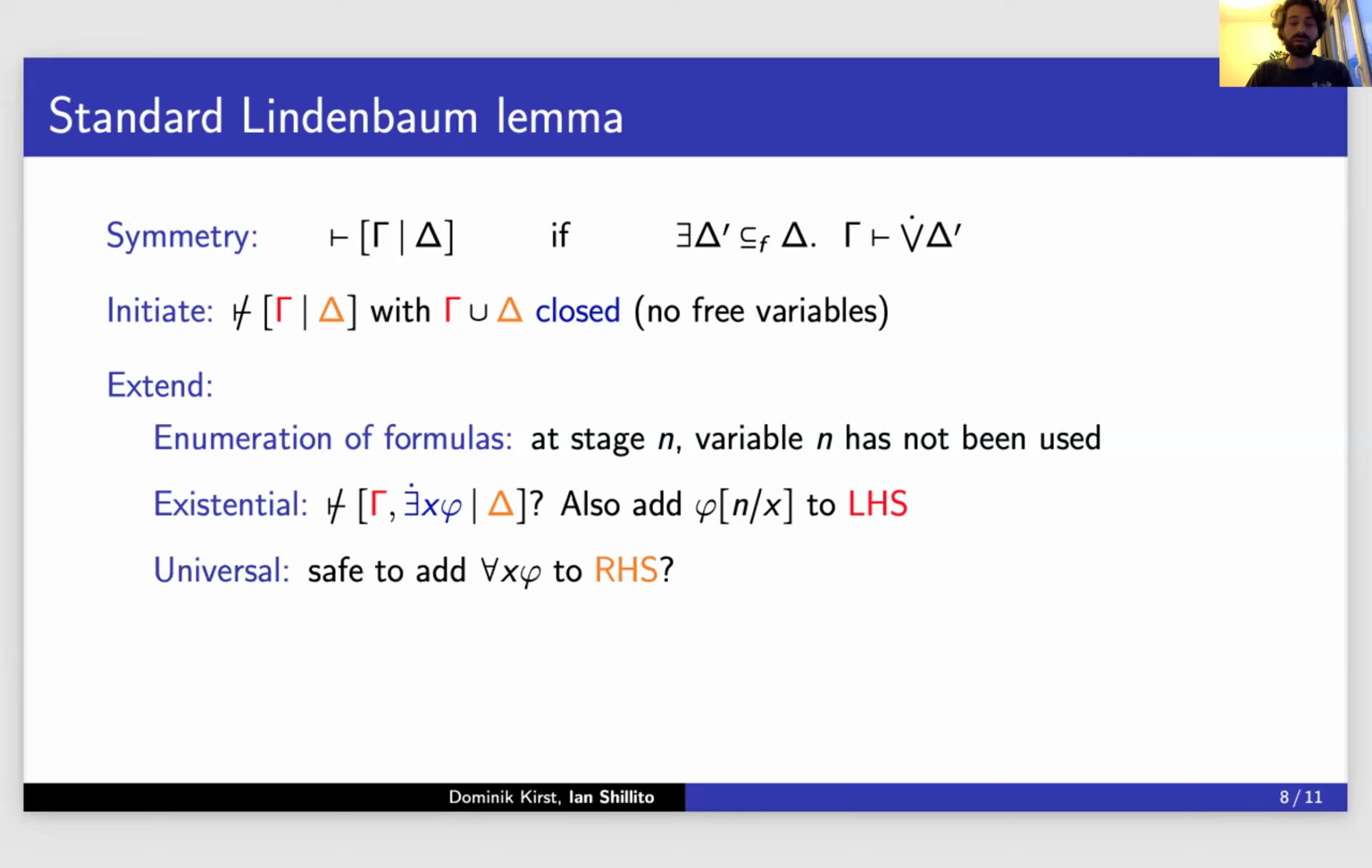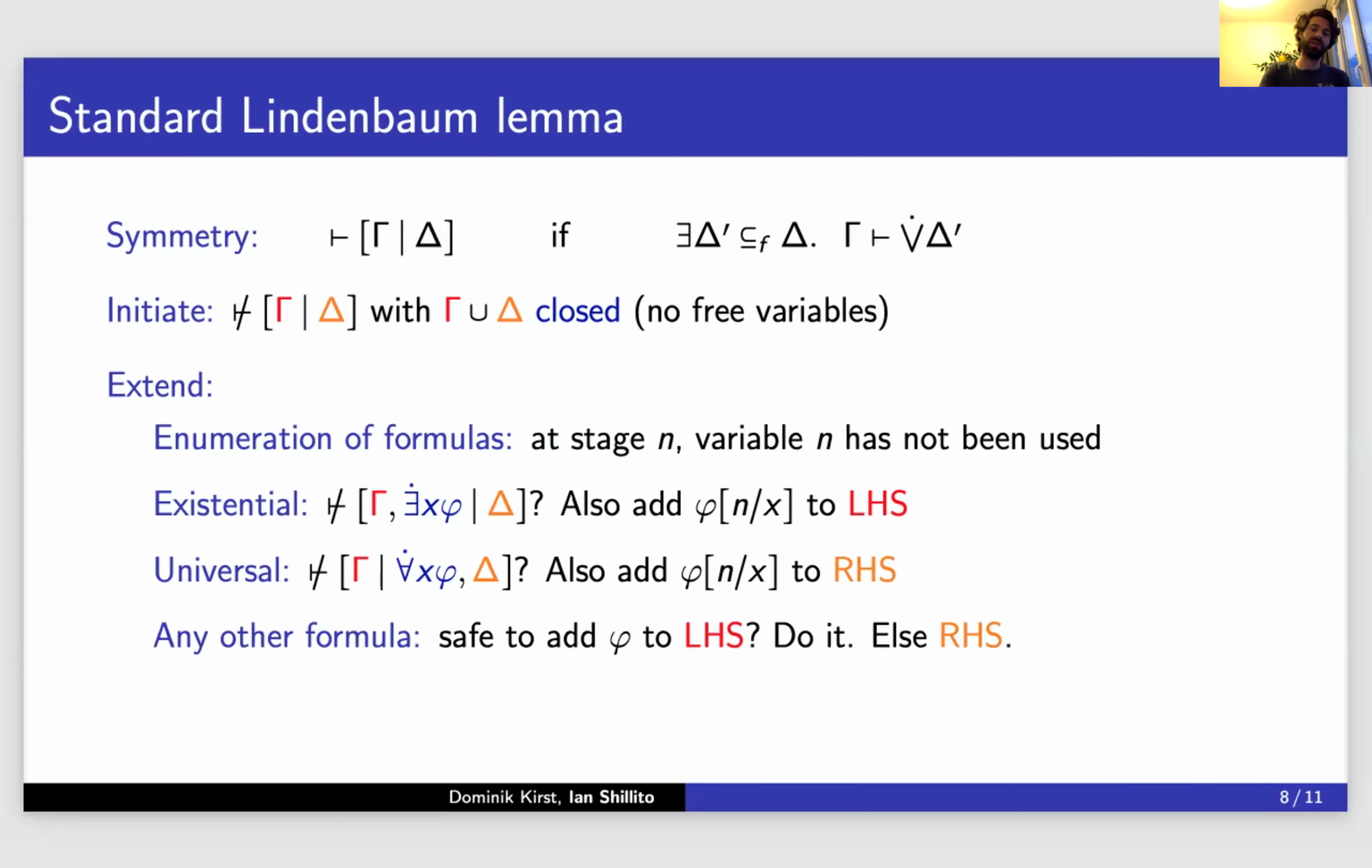We do a similar trick for the universal quantifier, but this time on the right: we check whether it's fine to add the universal formula on the right. And if it is the case, then we need to witness it. And to witness it, we just use the variable n, which hasn't been used yet. And for all of the other formulas, we check whether it's fine to add it on the left-hand side. And if so, do it, else you just add it to the right-hand side. So by looking at the structure of the formula, you know what to do in each case, and make sure that we obtain a Henkin theory at the end of the day. And so we can prove actually that the resulting theory is Henkin and prime.